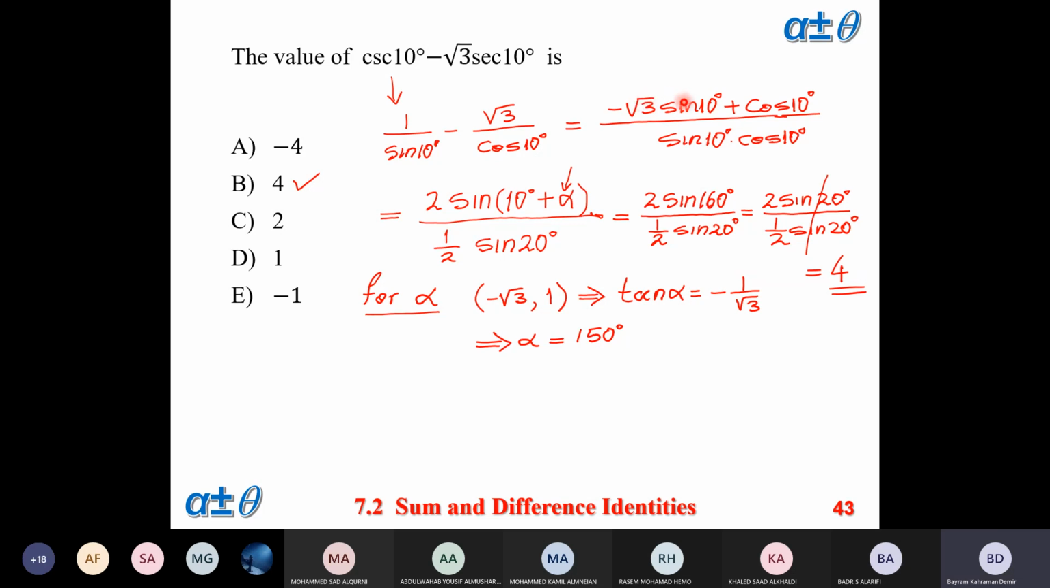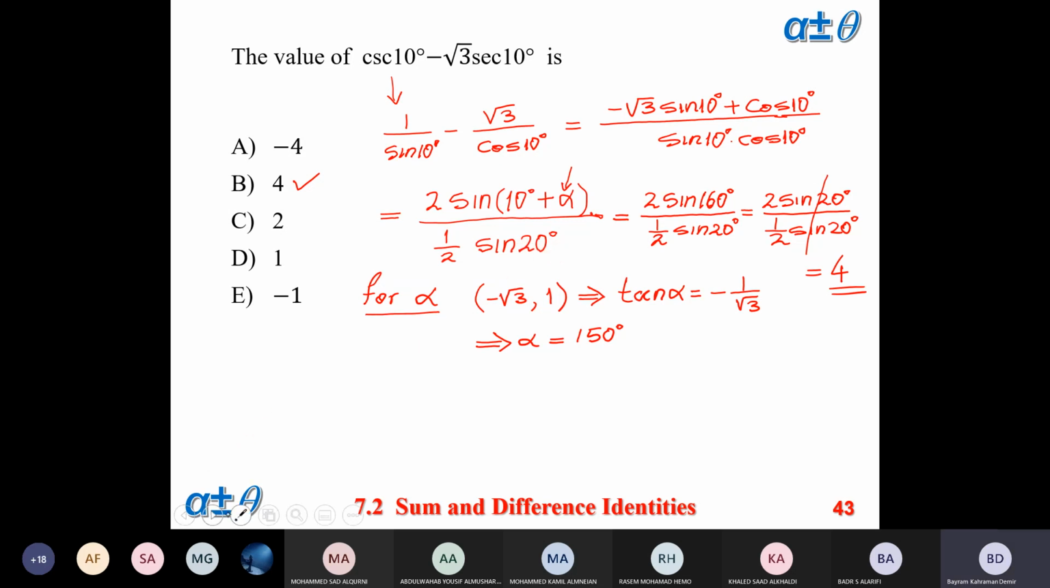And now we have a reduction formula here, Shabab. So A is negative root 3 and B is 1 here, right? So when you change it to the single function, K will be 2 times sine of 10 degree plus alpha. Okay, we will see what alpha is. And divided by sine of 10 degree times cosine of 10 degree, which is the same as 1 over 2 times sine of 20 degree.